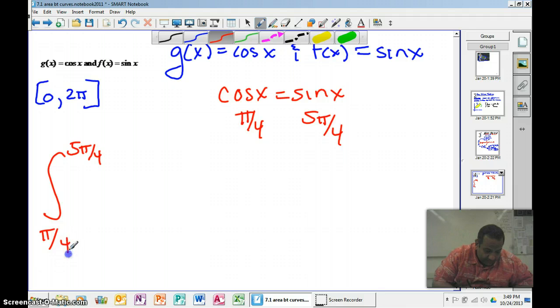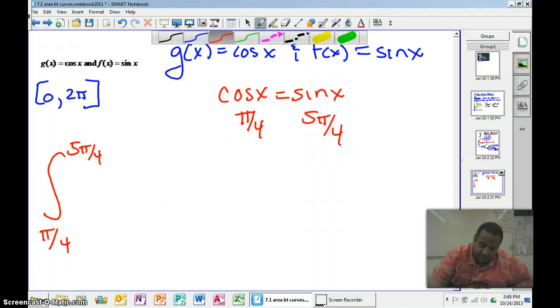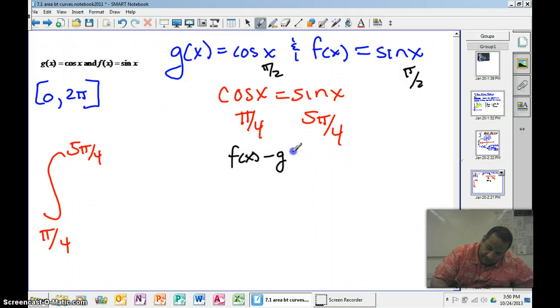Which one's larger? What's in between here? I guess pi over 2 is in between, so let's check pi over 2. If I look at the cosine of pi over 2 and the sine of pi over 2, the sine is larger. By the way, it's just coincidence that all my f's are larger. So it is going to be f of x minus g of x. I always check that larger thing. So it's going to be the integral of sine of x minus cosine of x dx.